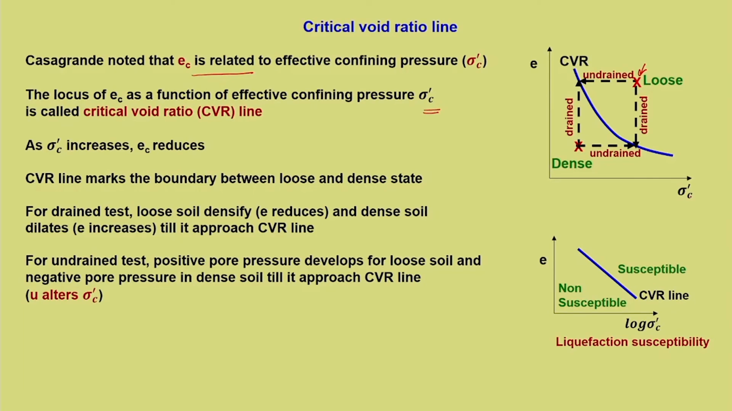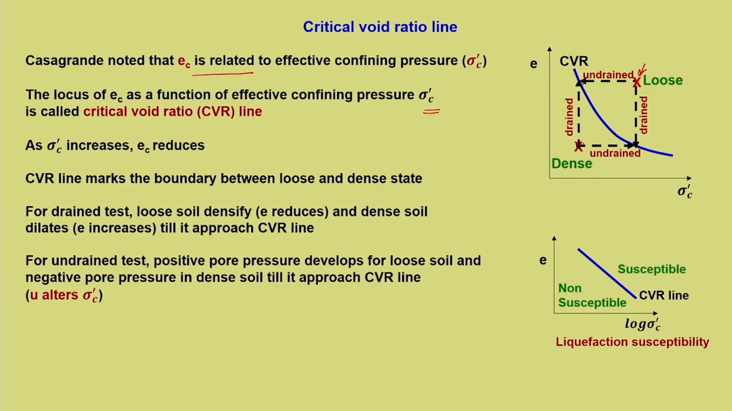Now, because of positive pore water pressure, the confining pressure, that is sigma C, keeps on reducing, because the effective confining pressure keeps reducing. So, sigma dash C keeps reducing till it reaches the critical void ratio line, or till it achieves critical void ratio.